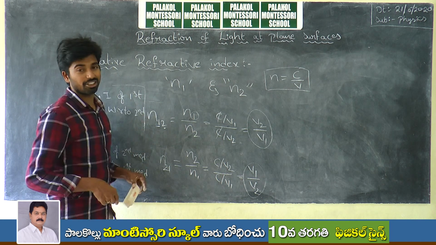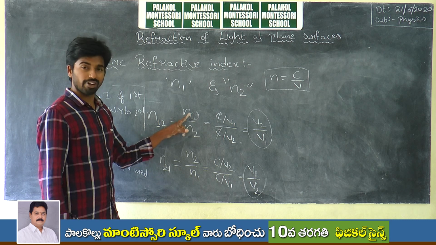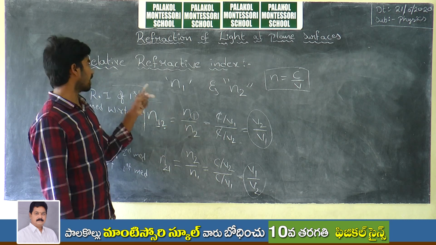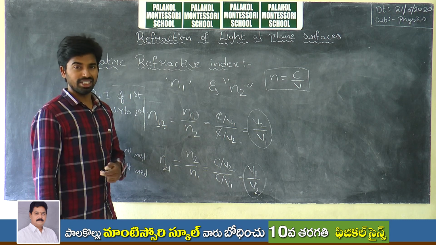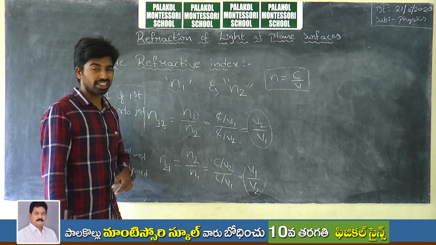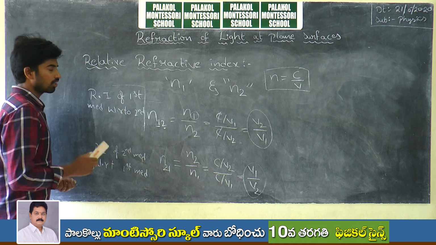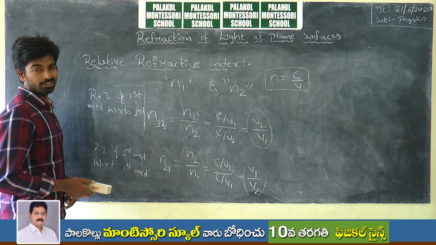So what is meant by relative refractive index? The ratio of refractive index of one medium to another medium is called relative refractive index. We are relating the refractive indices of two mediums. So this is about the concept of relative refractive index.